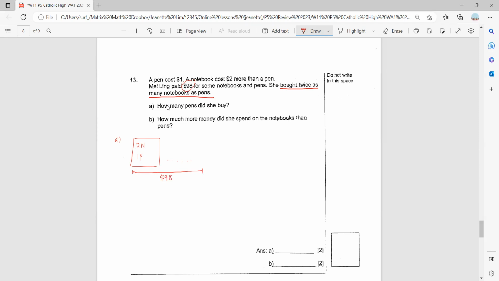So I need to find what is inside one group. Now, what is one notebook? One pen is $1. One notebook is $2 more, so it's $2 plus $1, which is $3. Now, in one group, I have 2 notebooks, so 2 notebooks is $6. 1 pen is $1. So this is grouping.